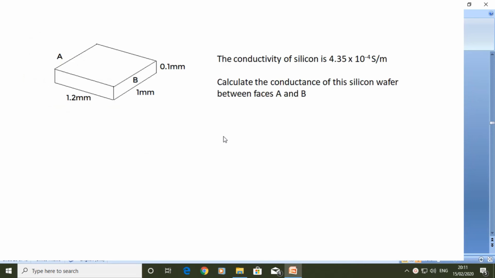Here's a question for you to have a go at on conductivity, and I'll show you the answer in 3, 2, 1. Easy peasy.